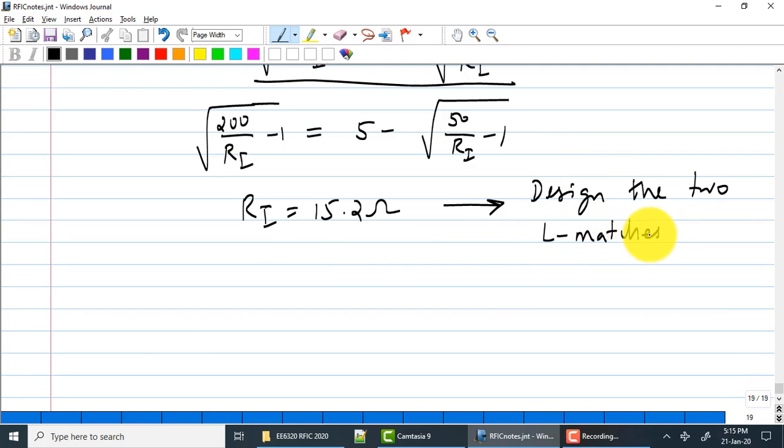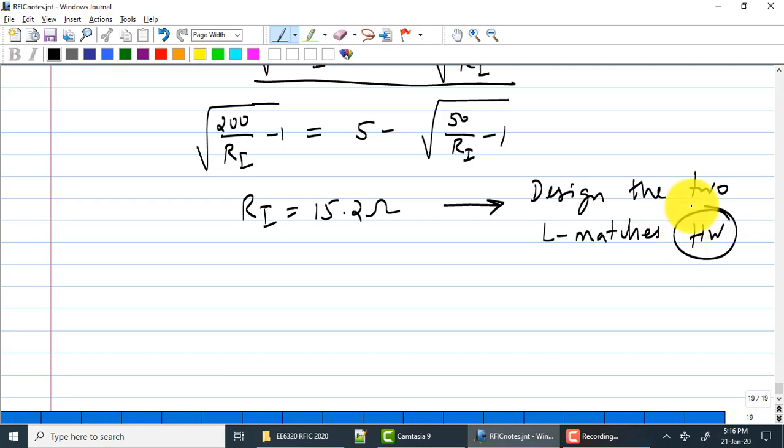design the two L matches. Right? The reason is very simple. At the frequency of interest, the right side L match makes that 50 ohm look like a 15.2 ohm. So now you can design L1 and C1, right, as an L match. Take the other guy, you know how to design from 50 to 15.2 also. Pretty straightforward? Okay. I'll leave this as a homework.